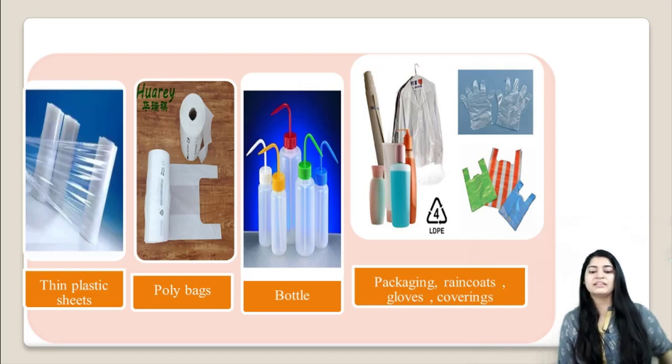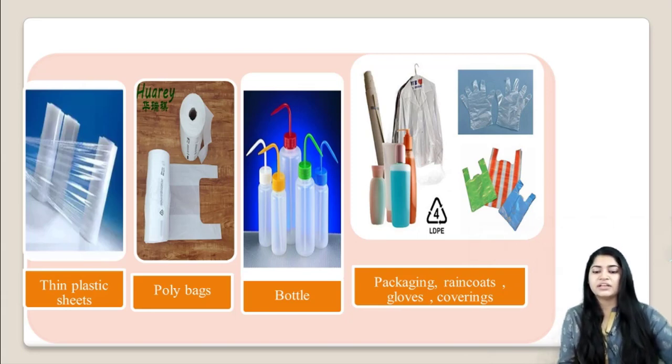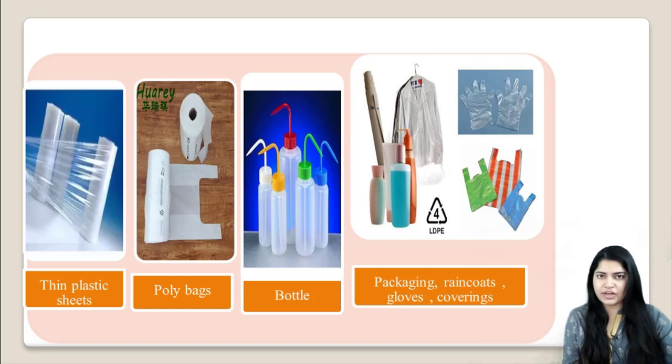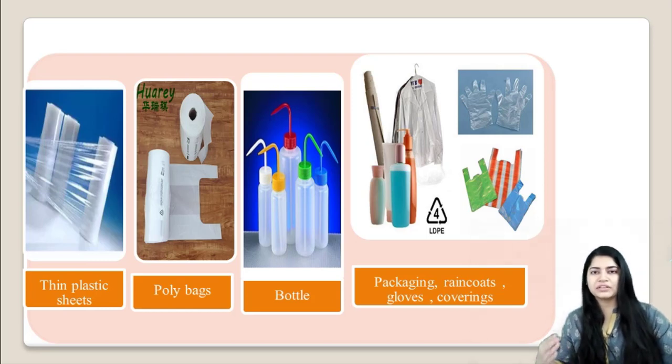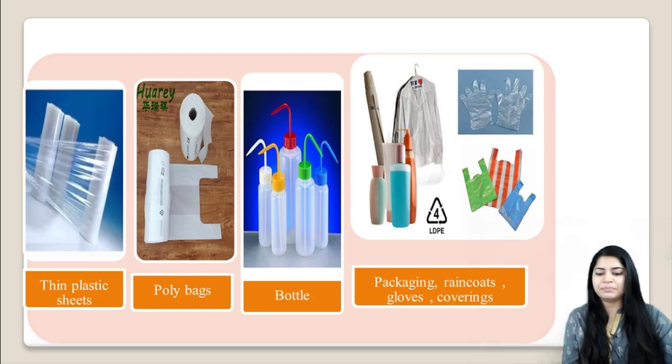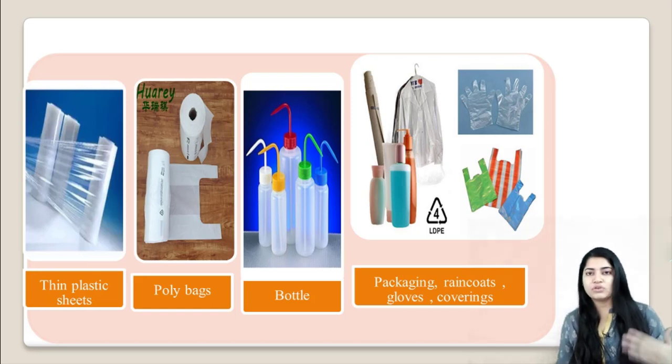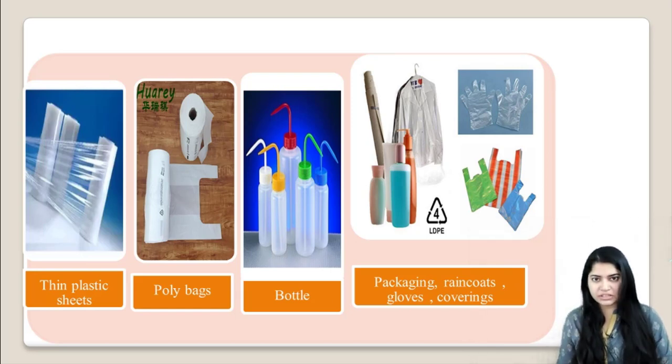LDPE. Then light bottles also. Here the stiffness of this bottle is very less. This bottle can be squeezed in your hand. So these thin grade bottles are made from what? LDPE. Besides that, it is also used in making what? Packaging material, raincoats, gloves, covering. So here you can see that these are all the examples of what?